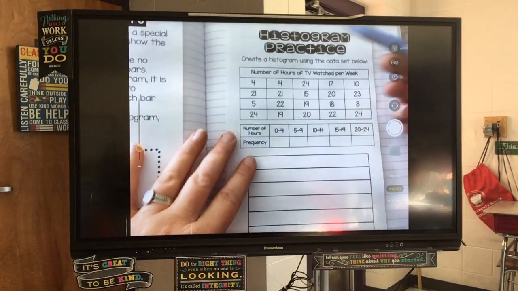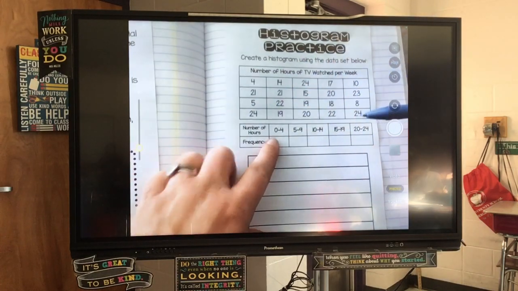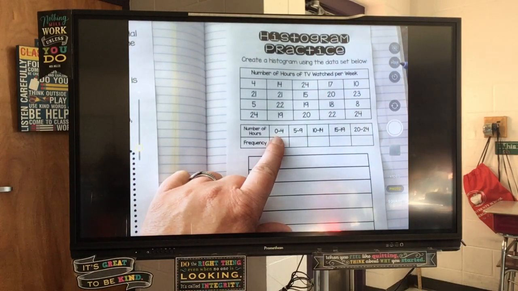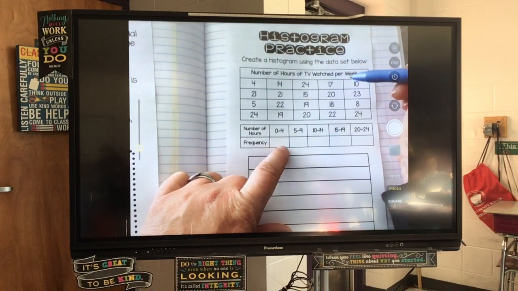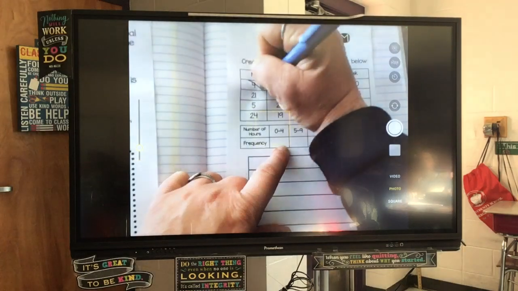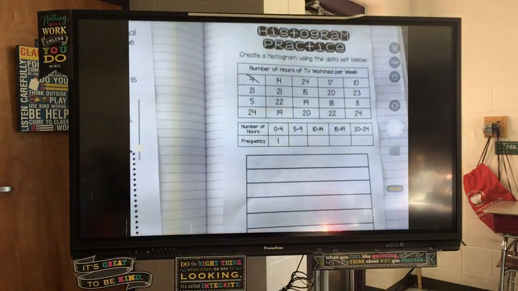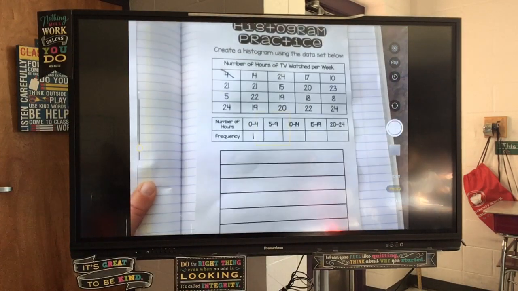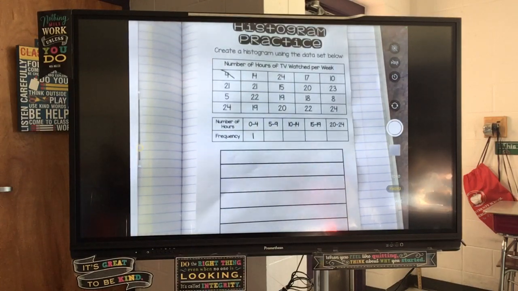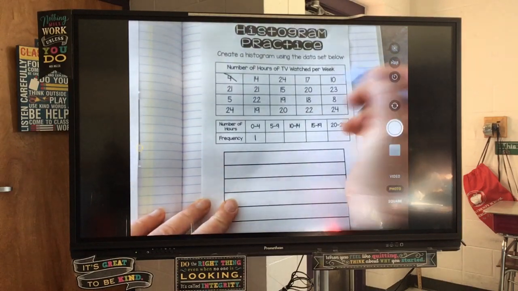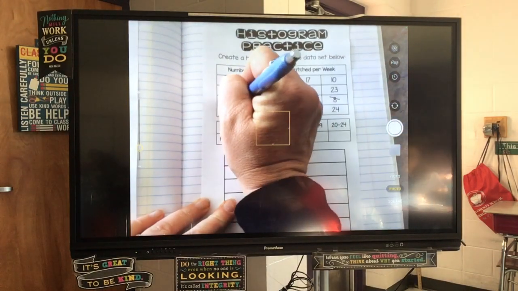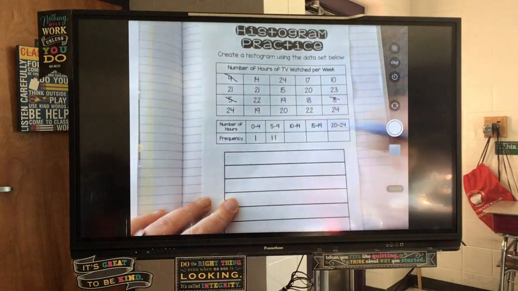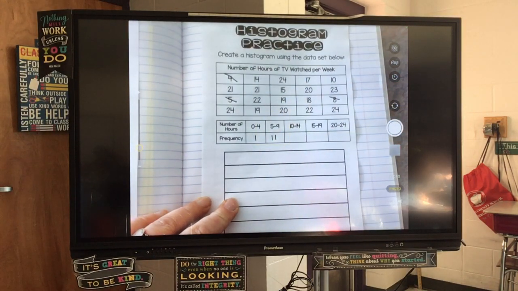So if I'm looking at this data, how many numbers fall between 0 and 4? Like looking at your data, how many numbers are going to fall here? Alex? Just 1. So we have 4. So we're going to put 1 tally mark there. All right. 5 to 9. How many do we have? Isabella? So we have 8. And we have 5, right? So we're going to put 2 tally marks there.